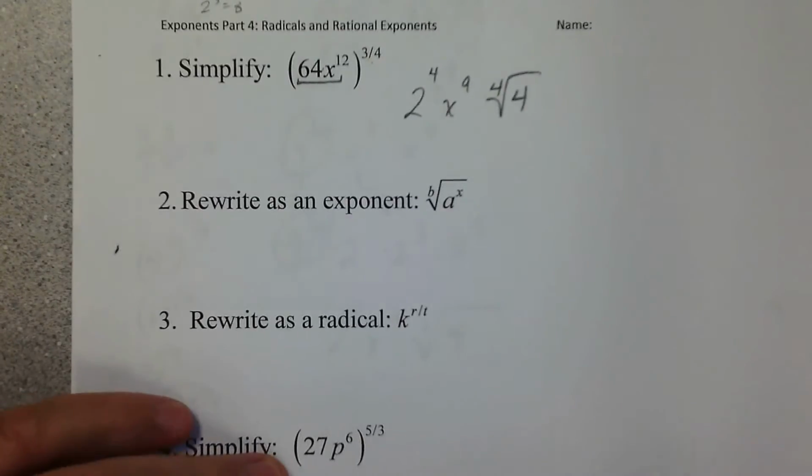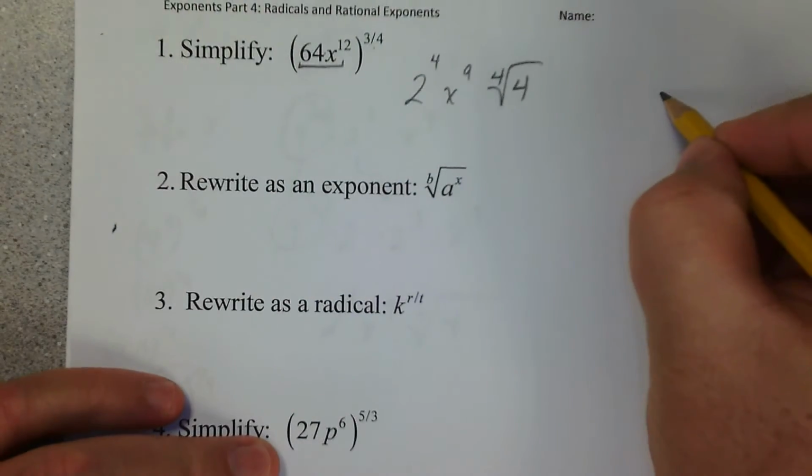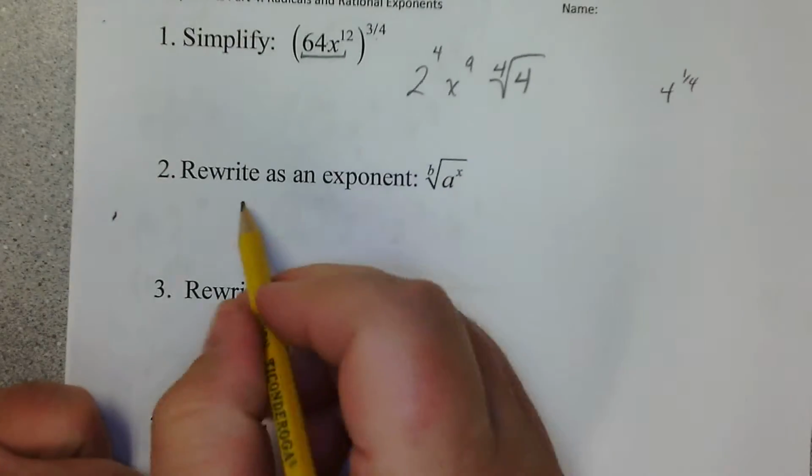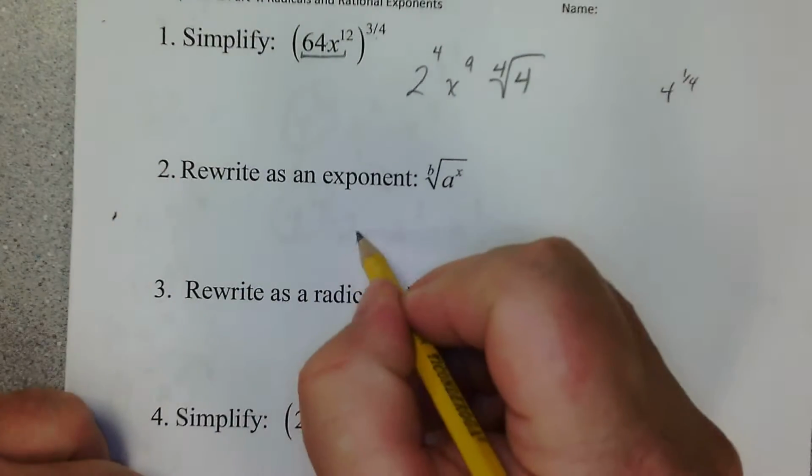There we go. What times itself 4 times is 4. That's the same thing as that. All right, the rest of the problems on this, I believe, are a little simpler. It says rewrite this as an exponent. All right, well, here's how that works.